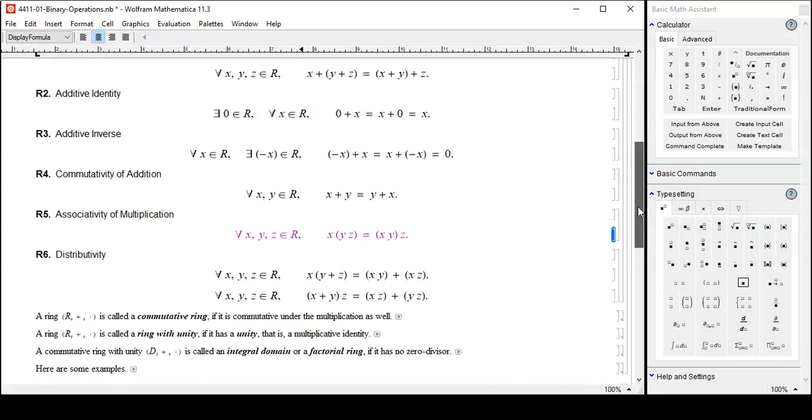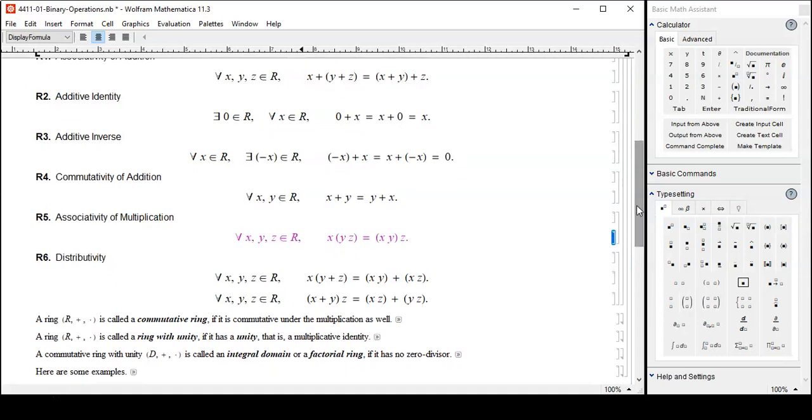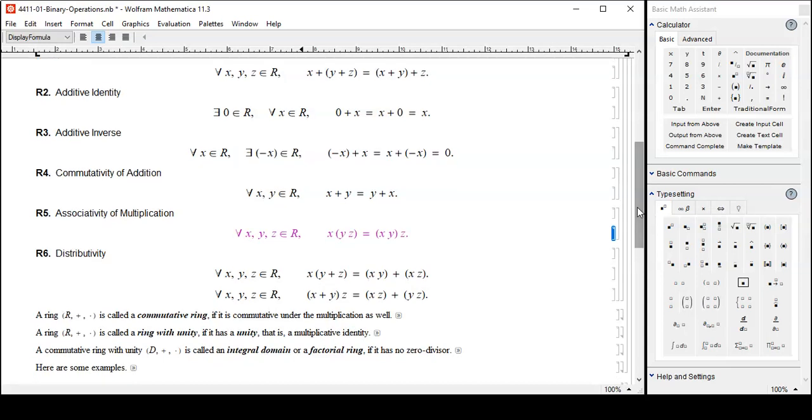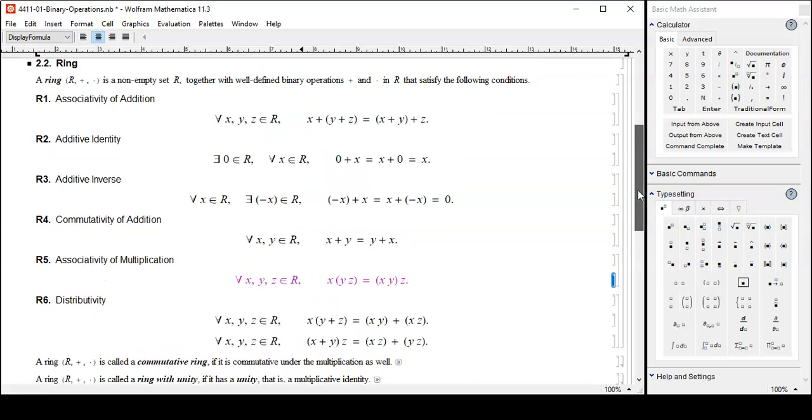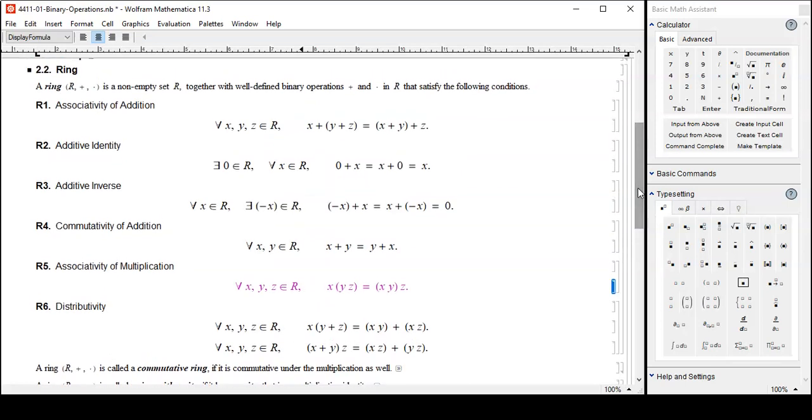Okay, I got it. I highlighted in purple. I was going to get brown, but somehow I wasn't getting it. So associativity of multiplication. And that's the only property about multiplication in rings.